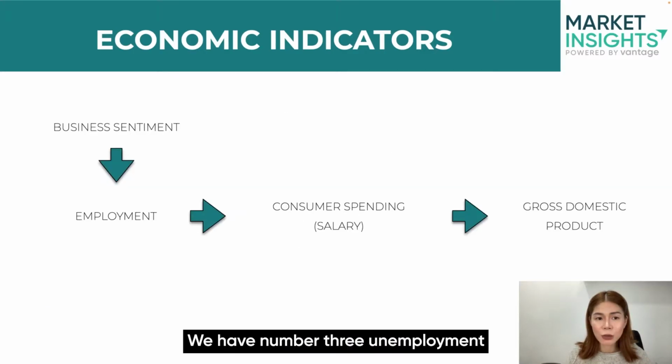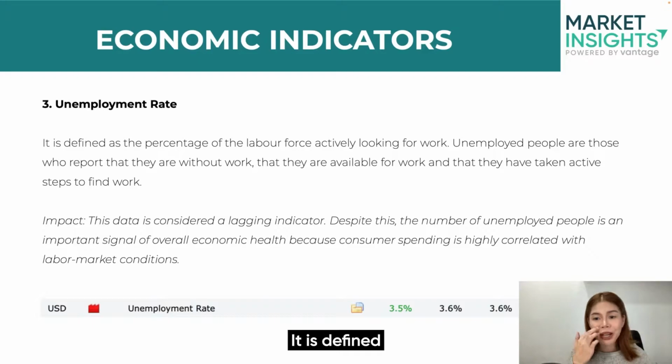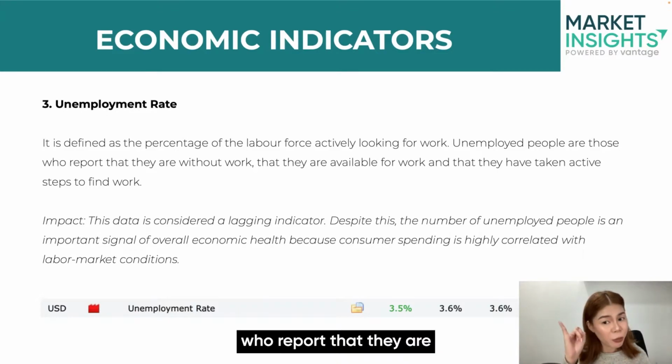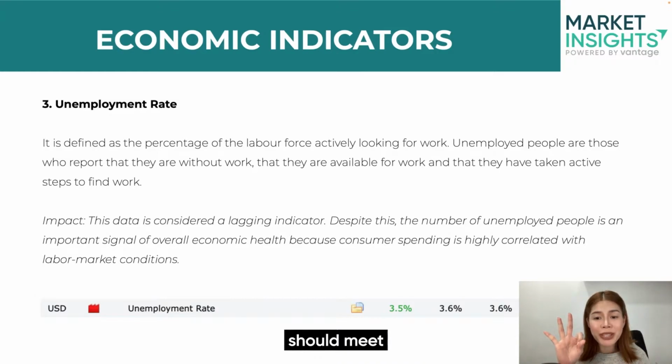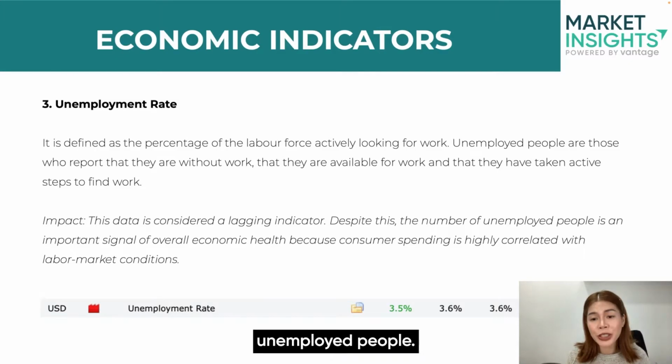Moving on, we have number 3, unemployment rate. It is defined as the percentage of the labor force actively looking for work. Unemployed people are those who report that they are without work, they are available for work, and they have taken steps to find work. Someone should meet these 3 requirements before they could be considered unemployed.